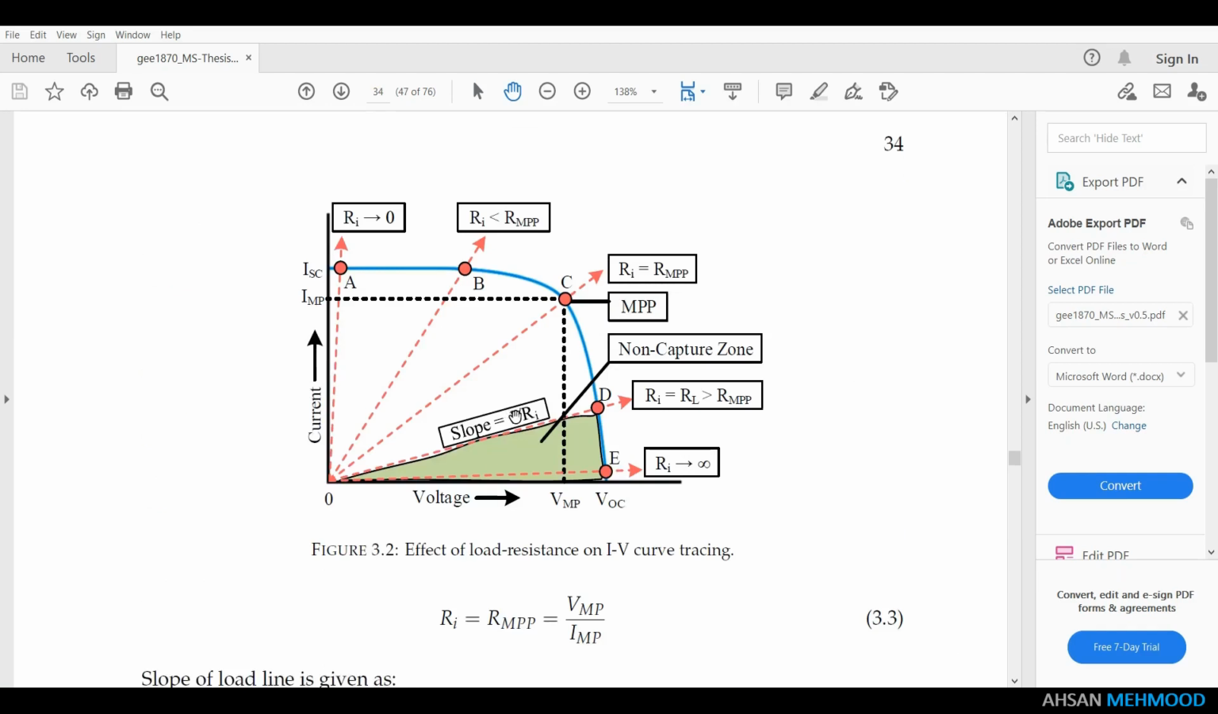Take a look at the PV array's IV curve. VMP stands for maximum power voltage and IMP stands for maximum power current. Point C is the maximum power point.